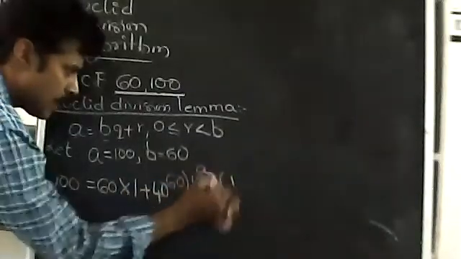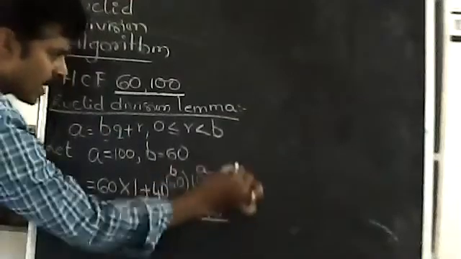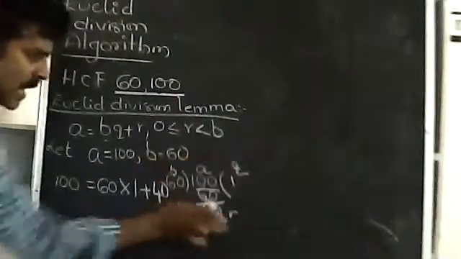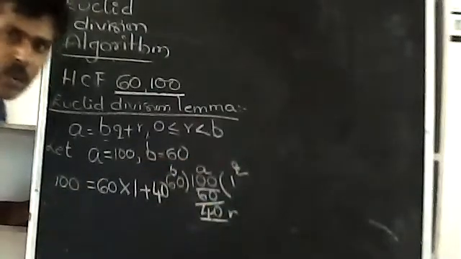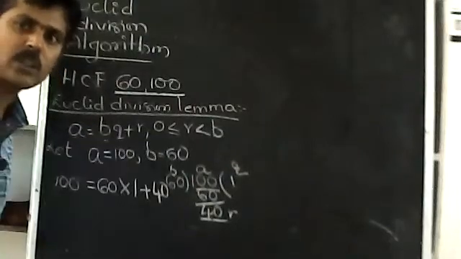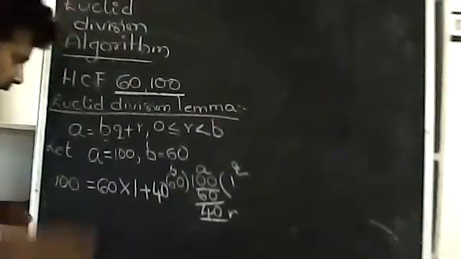So this will be A, this is B, this is Q and this is R. A equals BQ plus R. Is it okay? First step for all. At least you can show the thumb. Yes, sir. That's good.